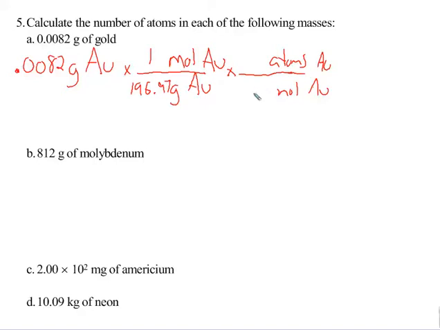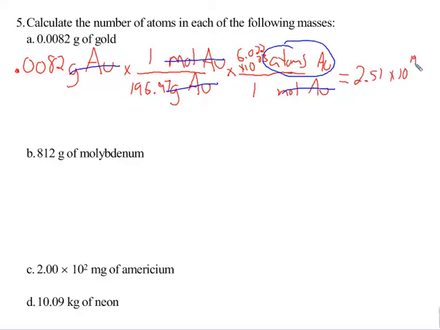And now it's like the last video where we have to use Avogadro's number. In 1 mole, there's 6.022 times 10 to the 23rd atoms. You multiply across the top and divide by the bottom. And we could take a look at our units that were canceled just to make sure. The grams cancel, the moles cancel. We're left with atoms. And our final answer would be 2.51 times 10 to the 19th atoms of gold. That's a lot of gold.